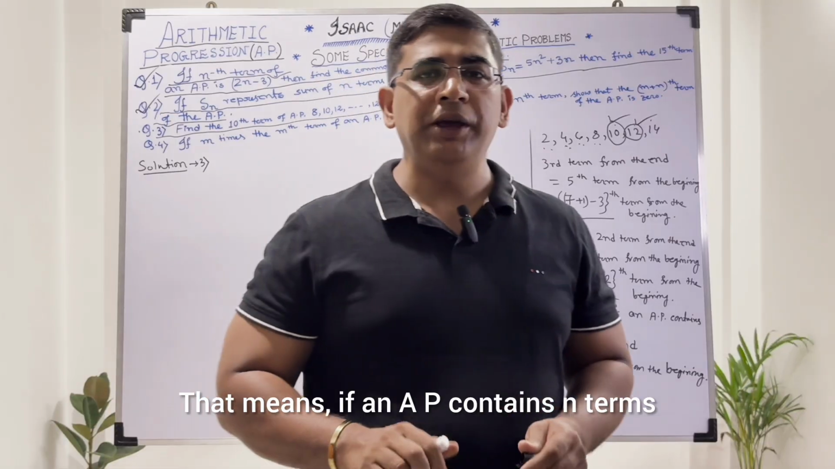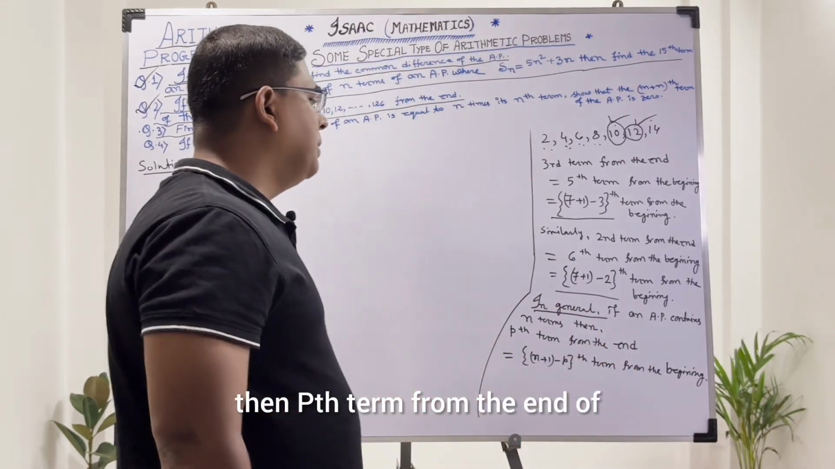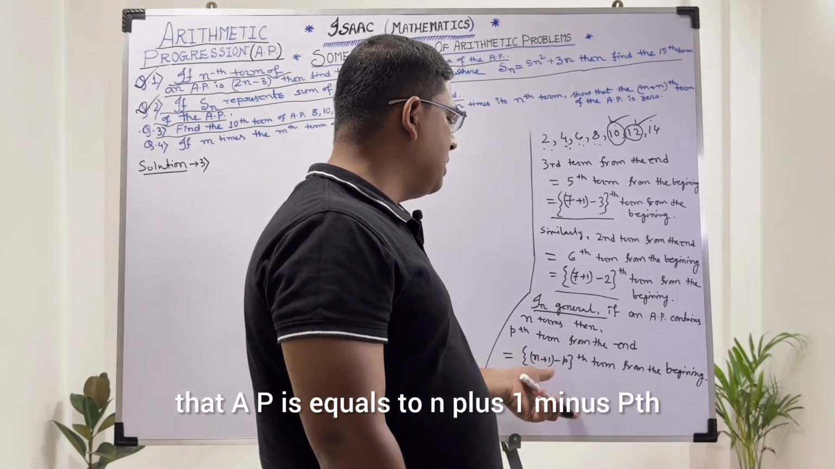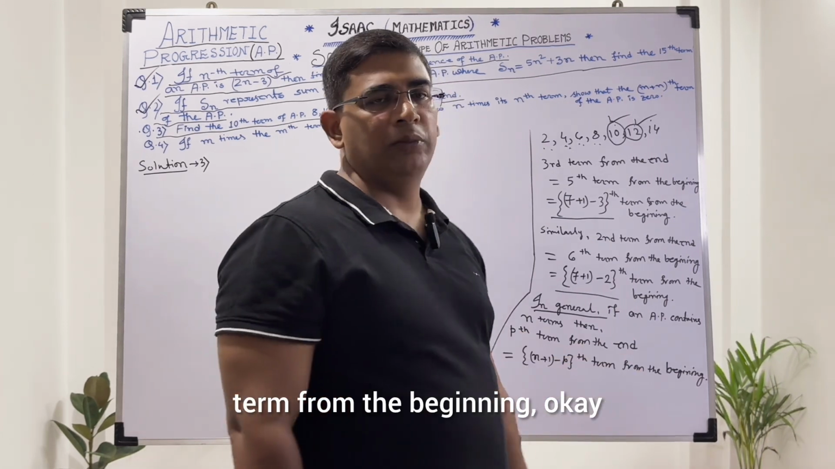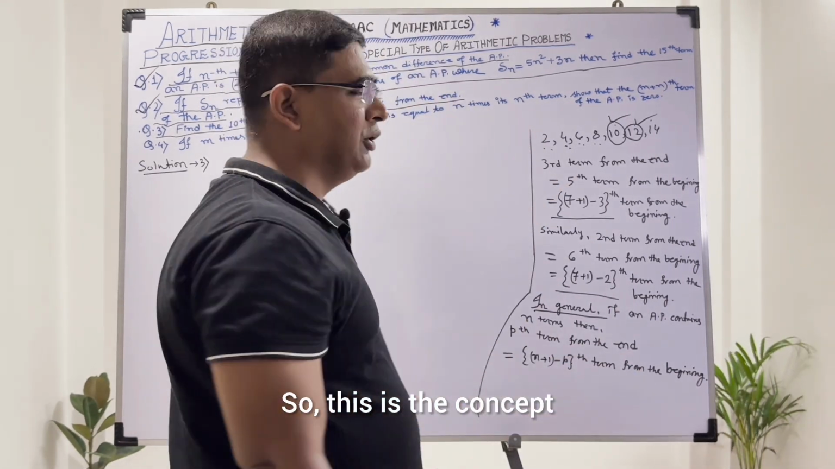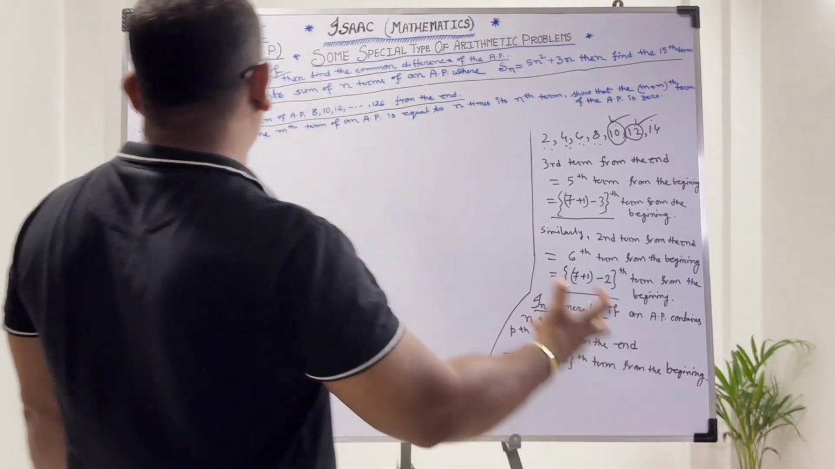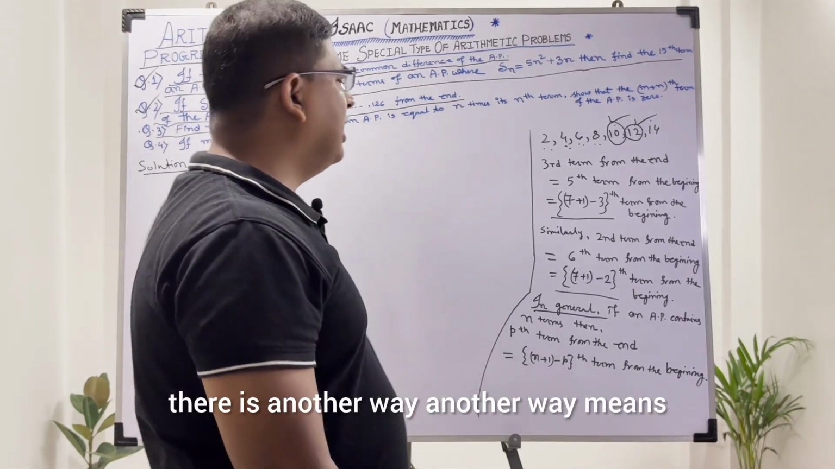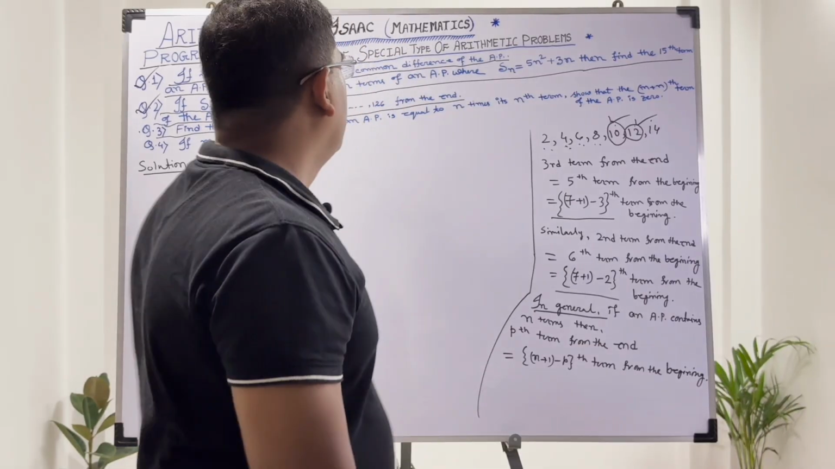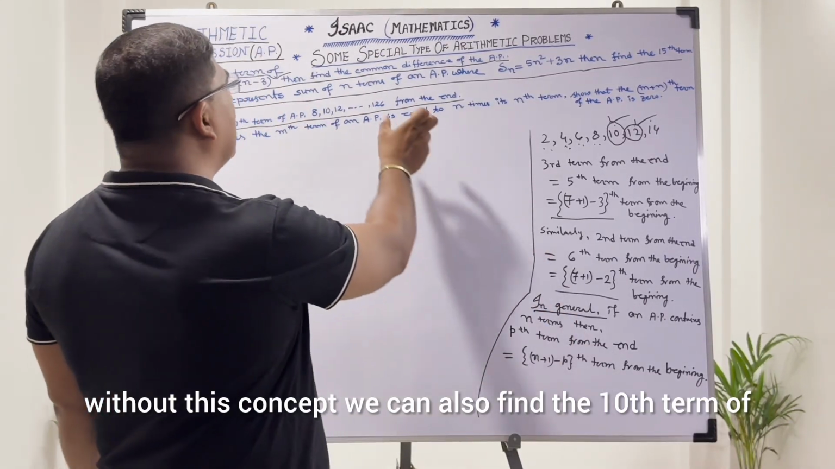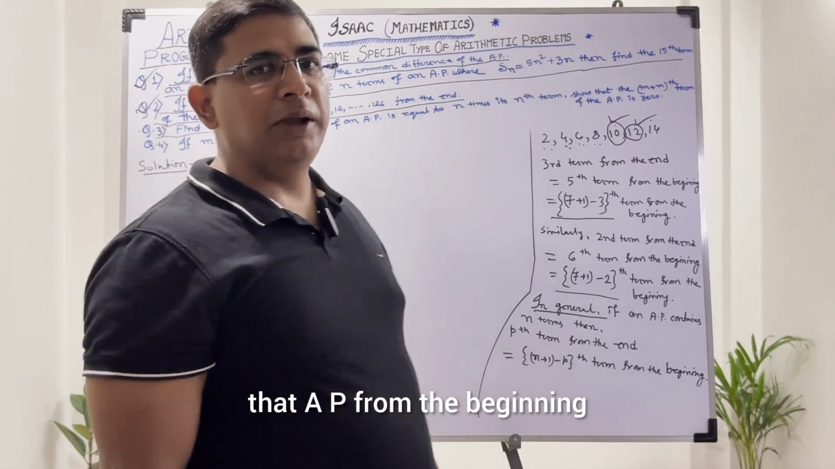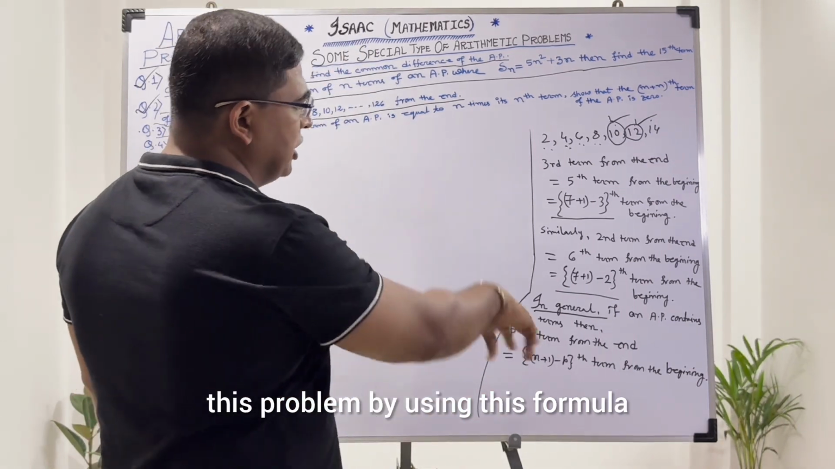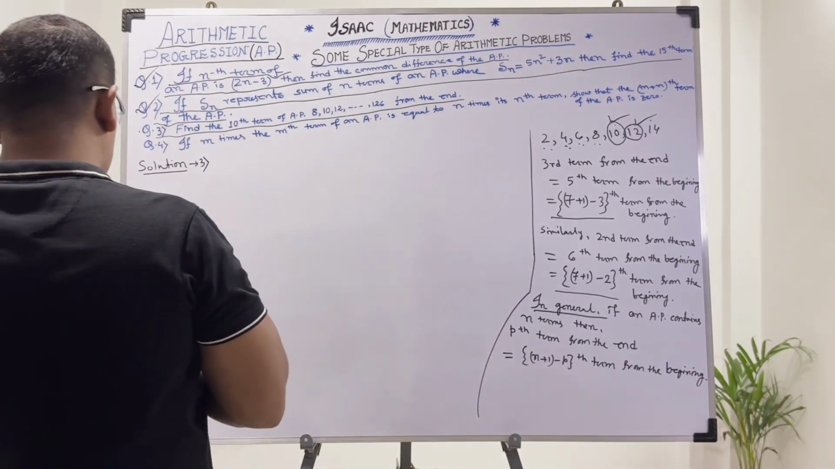That means if an AP contains n terms, then pth term from the end of that AP is equals to n plus 1 minus p th term from the beginning. Okay. So this is the concept. Depending upon this concept, we will find the 10th term of that AP from the end. Okay. There is another way. Another way means without this concept, we can also find the 10th term of that AP from the end. That concept we will study after solving this problem by using this formula or general form.